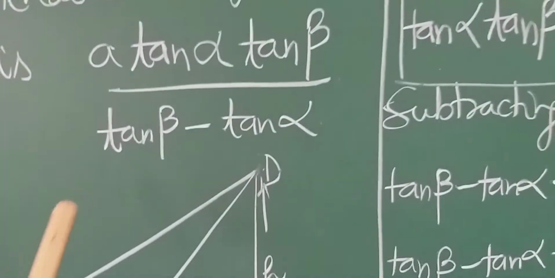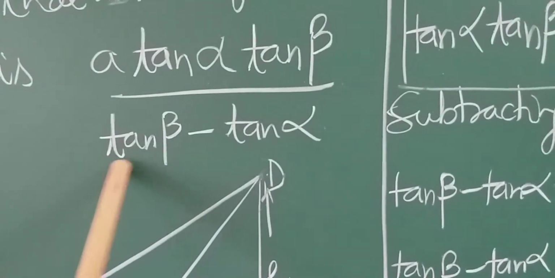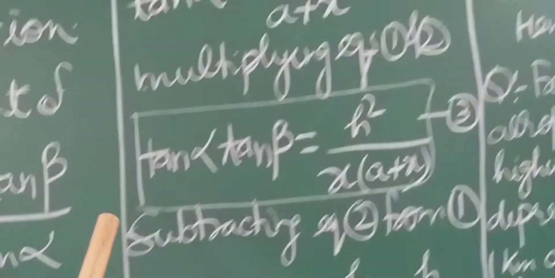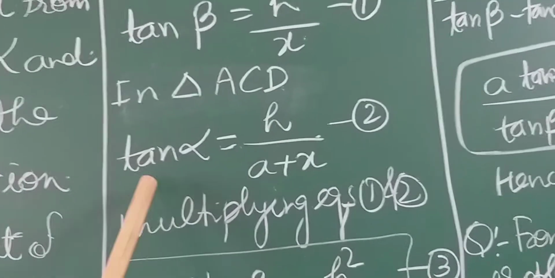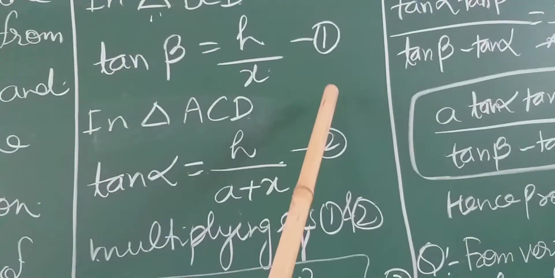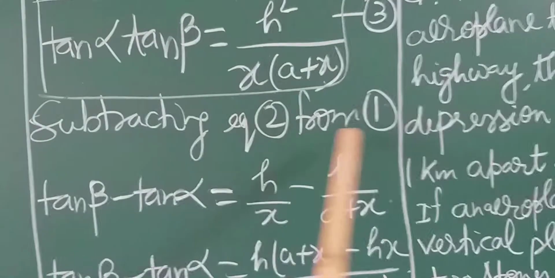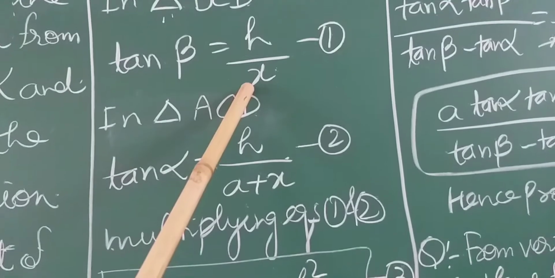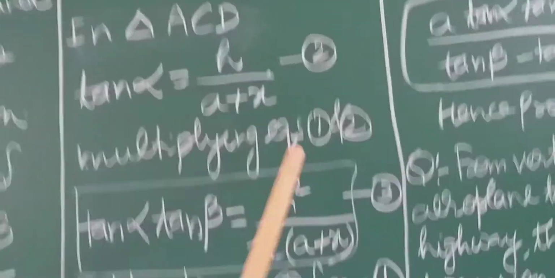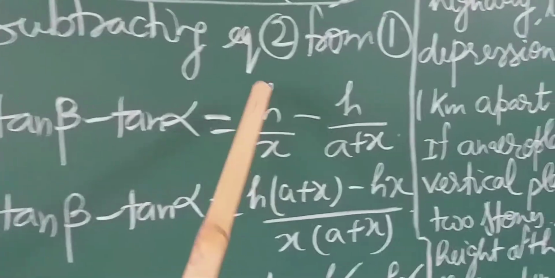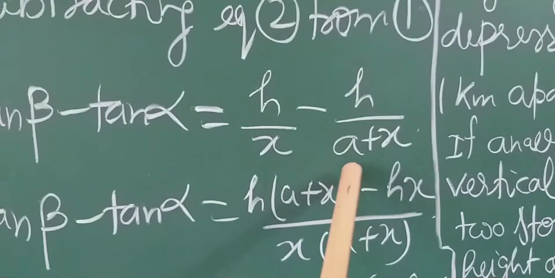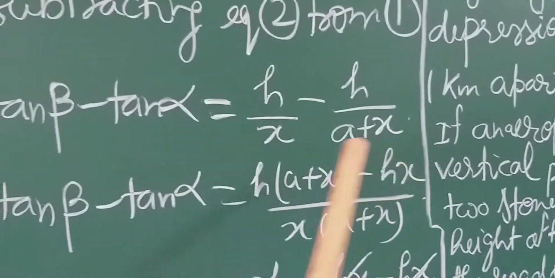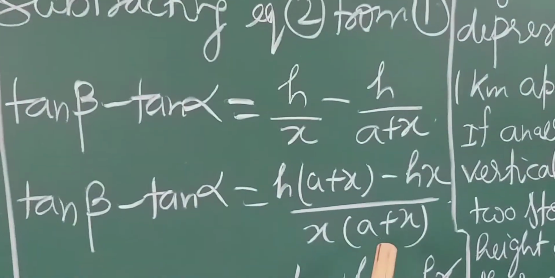Now students, in the denominator you can see we need the difference, tan beta minus tan alpha. So to get this, we are going to subtract equation number 2 from equation number 1. So subtracting equation 2 from 1, tan beta minus tan alpha equals h upon x minus h upon a plus x. Now we can take the LCM, x and a plus x.